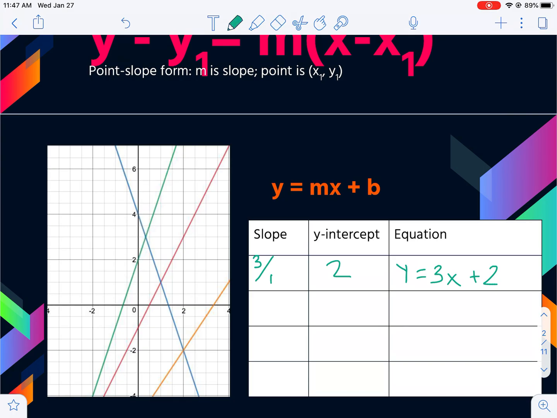I can follow the exact same strategy with that red line. This time my y-intercept is at -1. My slope, when I find another point, I'm going up 1, 2, and over 1. Plugging it into that form y equals mx plus b, I get y equals 2x minus 1.